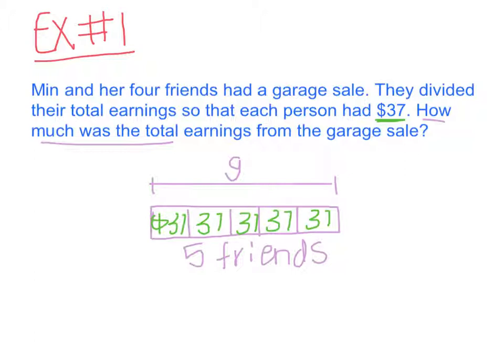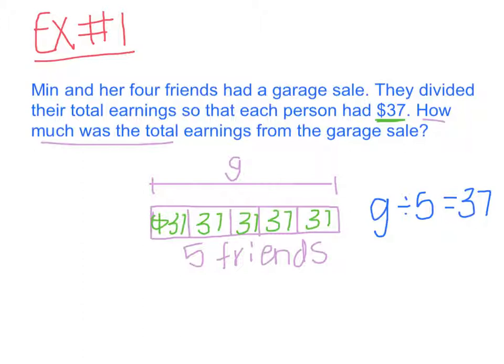So then our equation is going to be a little bit different from how we were doing the addition and subtraction ones. So if we don't know our total, but we know what each of the 5 friends earned, we're going to be taking our total, which we said was going to be G for us, and we're going to divide that by 5 because of the 5 friends, and that equals 37 because each of the friends got $37.